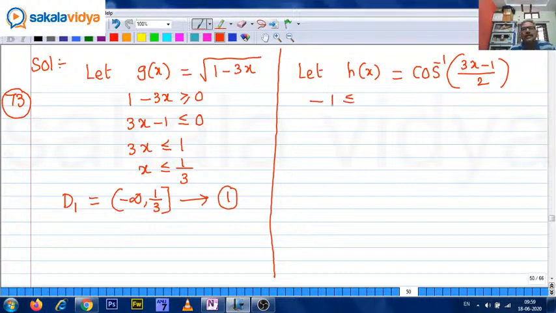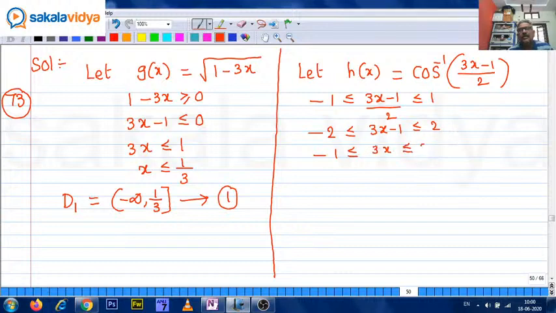So minus 1 less than or equal to (3x minus 1) upon 2 less than or equal to 1. Multiply with 2: minus 2 less than or equal to 3x minus 1 less than or equal to 2. Add 1: minus 1 less than or equal to 3x less than or equal to 3. Divide by 3: minus 1 upon 3 less than or equal to x less than or equal to 1. Therefore, D2, the domain, is minus 1 by 3 closed comma 1 closed.